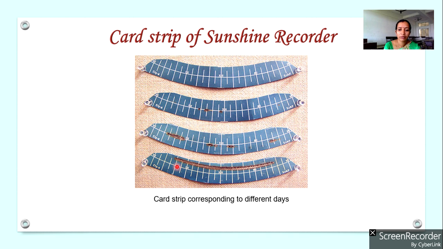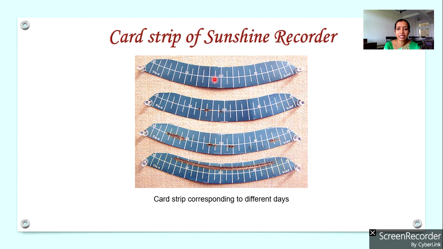Okay, it may be from a day in the summer season. In this card we can see burned space at some times. At some points of the card there are burned spaces. That means sunlight is available on that day periodically. Sunlight was intermittent on that day, and on this card there are only three burned spaces. That means sunlight was available during a very small period on that particular day.